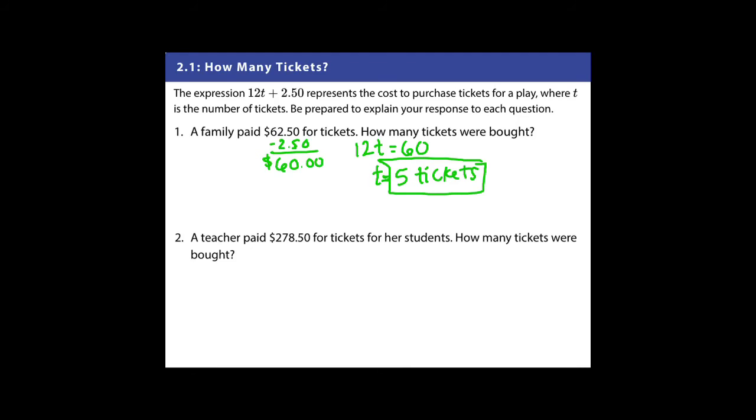Okay, number 2, a teacher paid $278.50 for tickets for her students. How many were bought? So again, subtract 250 from that, and that will give us $276. And then if 12t equals 276, and we divide that out, then t would have to equal 23 tickets.